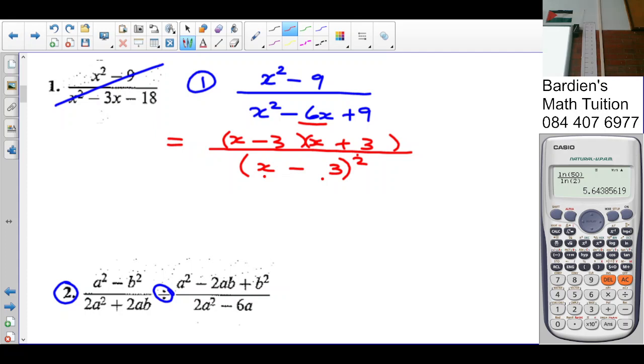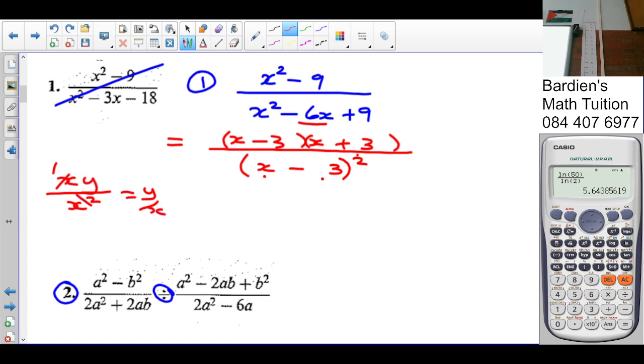Now what? Cancel. Yes. Didn't you cancel? No. Look at it like this: let's say x minus 3 is an x, and x plus 3 is a y, over x minus 3 squared is an x. What would you have done here? x going into x once, x cancels, so it's going to be y over x.